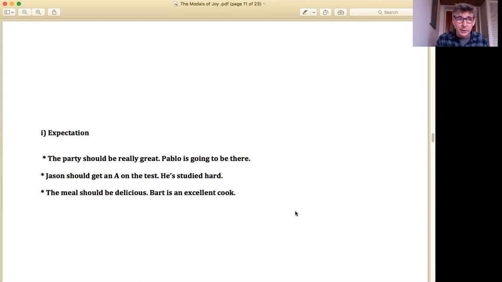We have some examples here. The party should be really great. Pablo is going to be there. So now again, we don't know. Maybe the party won't be great, but I expect it to because Pablo's going to be there. Everyone loves Pablo and Pablo has lots of fun. So this is something I expect. Here's another example. The meal should be delicious. Bart is an excellent cook. What do we know? We're going to Bart's house or Bart's making dinner. It should be excellent. It's an expectation.